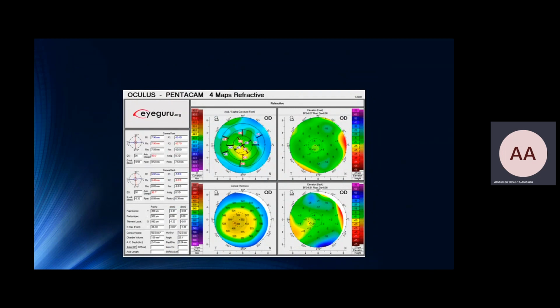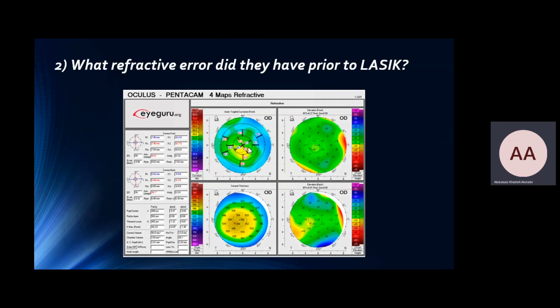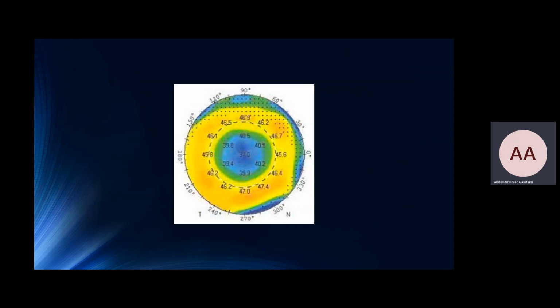Coming to this case, if this patient had a previous corneal refractive procedure, what do you expect the refractive error to be? Dr. Said? Exactly, why? Yeah, we have central steepening, unlike this photo, which has central flattening in a myopic correction.